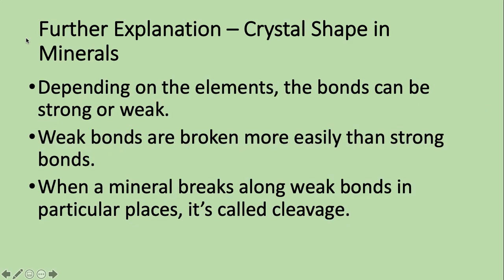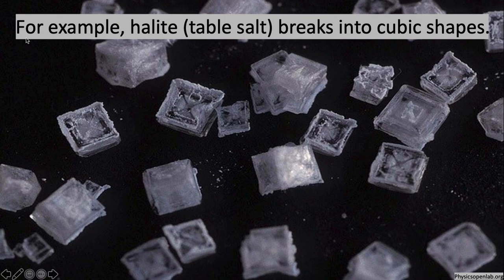Depending on the elements, the bonds can be strong or weak. Weak bonds are broken more easily than strong bonds. When a mineral breaks along weak bonds in a particular place, it's called cleavage. For example, halite breaks into cubic shapes. You can always predict that if you break a piece of halite or table salt, it will be in a cubic shape. And if you look at salt under a microscope, which is what this picture is of, it's actually little cubes.